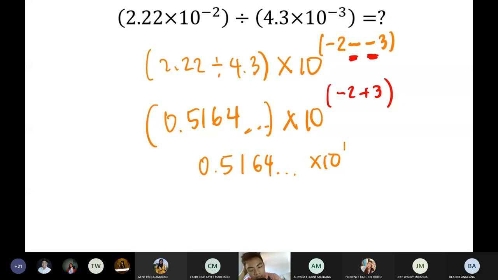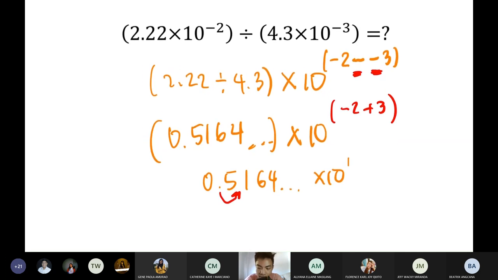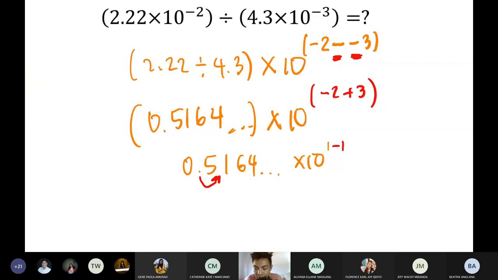However, is this the final answer? No, because my coefficient is less than 1. It's 0.5, so I have to move my decimal point to the right, and as a consequence, my exponent will be decreased by 1. Therefore, my final answer is 5.164, and so on, times 10 raised to 0.